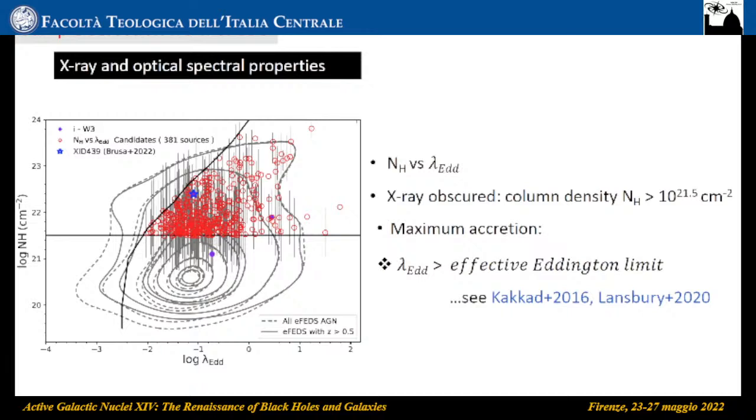Then we also applied X-ray and optical spectral properties. Since we expect AGN in the feedback phase to be highly obscured, and also with maximum accretion, meaning their Eddington ratio is greater than the effective Eddington limit, we expect these candidates to appear in this region, and there are different authors that have already used this selection method to select these kinds of objects. These are the candidates we selected, and we also highlight XID 439. From this selection, we have isolated 381 candidates, and we call this our sample B.